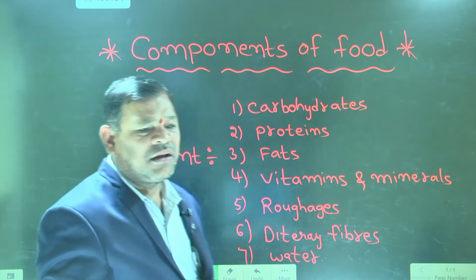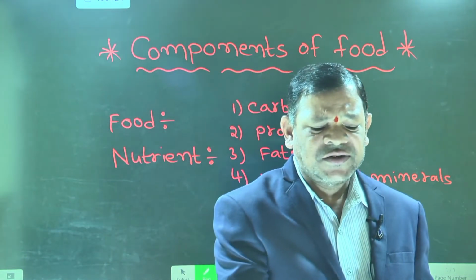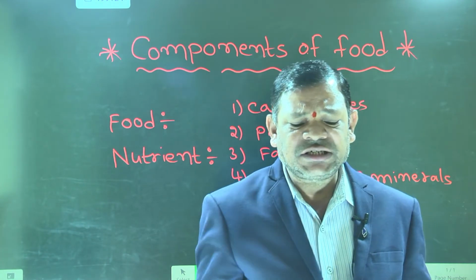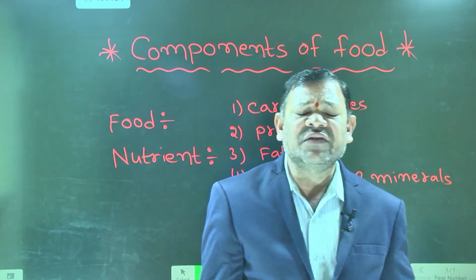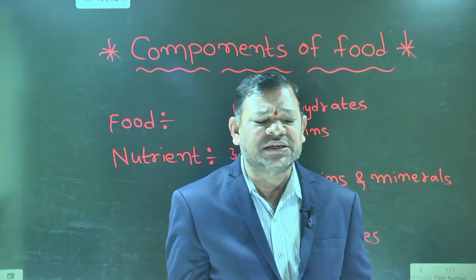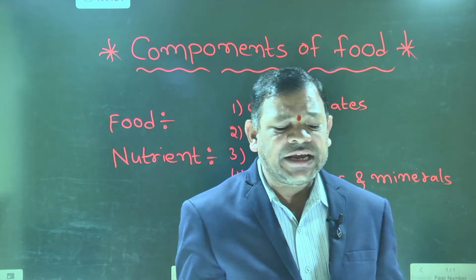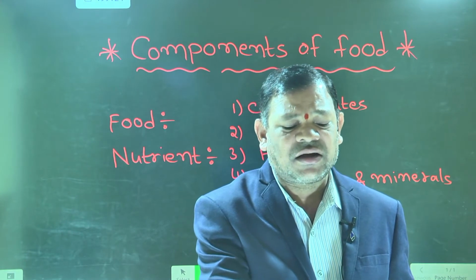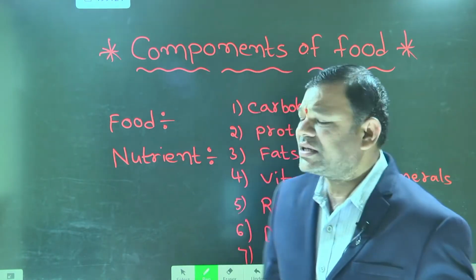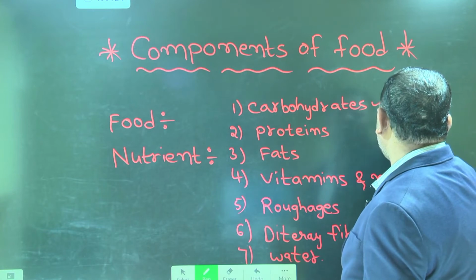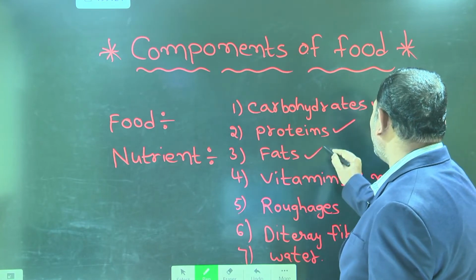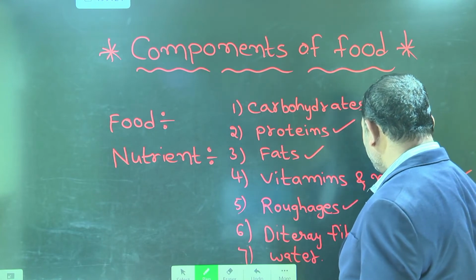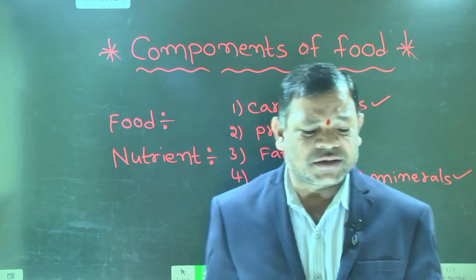Okay, here what is the definition? The food we eat contains seven essential components of substances called nutrients. What are the seven components? Carbohydrates, proteins, fats, vitamins and minerals, roughages, dietary fibers and water.